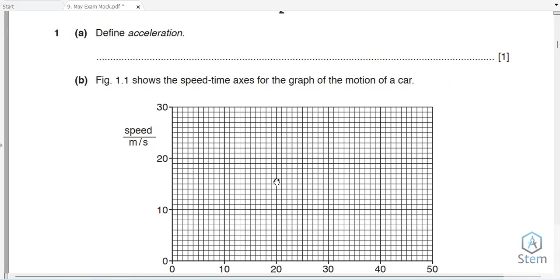All right. So define acceleration. This is going to be straight to the point.